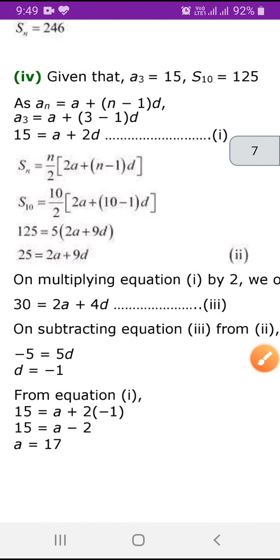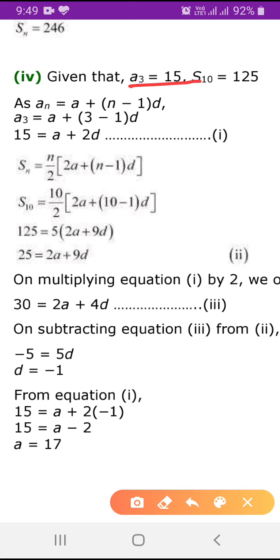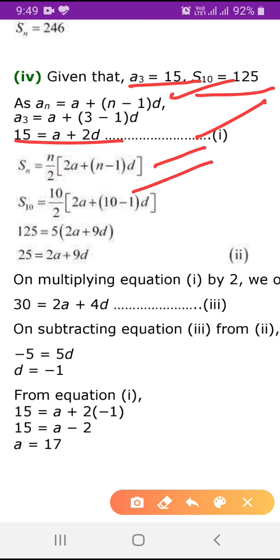Part fourth: given a3 equal to 15 and S10 equal to 125. We put a3 equal to a plus 2d, so 15 equal to a plus 2d, equation first. Now Sn equal to n by 2 into (2a plus (n minus 1) into d). Put S10 equal to 10 by 2 into (2a plus (10 minus 1) into d), and after solving, 25 equal to 2a plus 9d, equation number second.